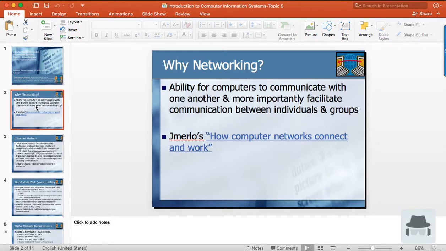So the function of networking, we use the term WAN networking. Really, networking provides an ability for computers to communicate with one another and to facilitate communications between users and groups using computers. So it's a function of computers.